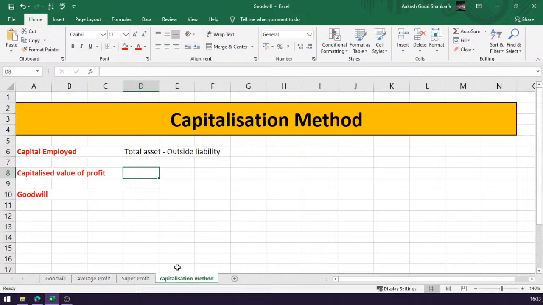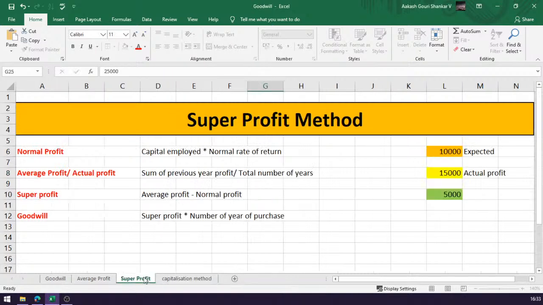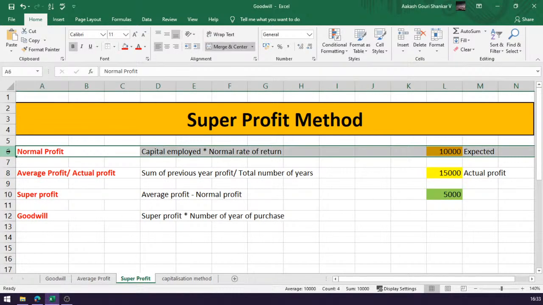So capitalized value of profit equal to average profit into 100 divided by rate of return, because we are capitalizing it, which is nothing but the opposite of this formula.